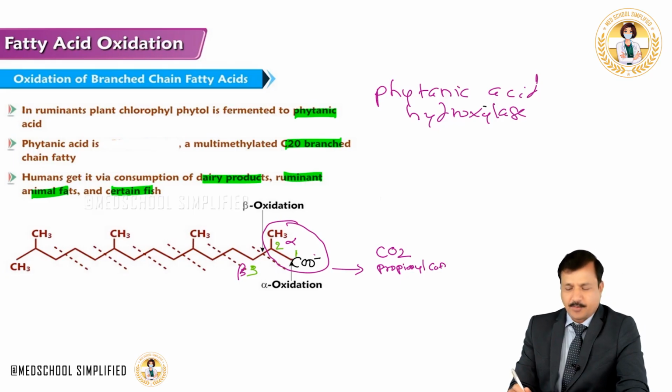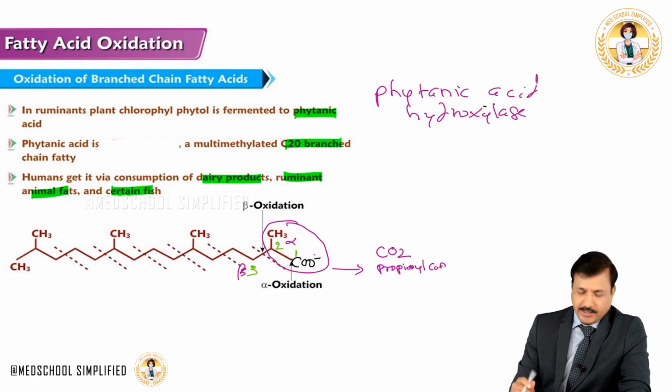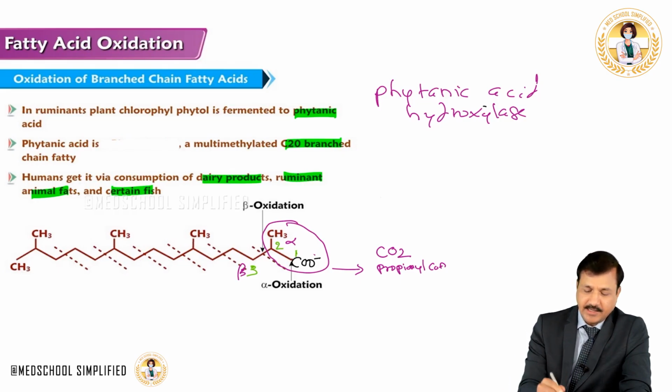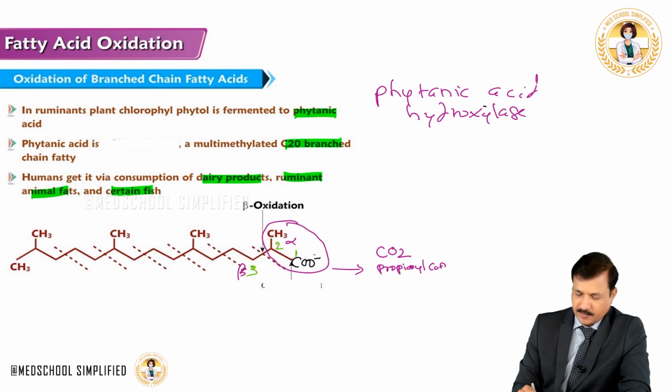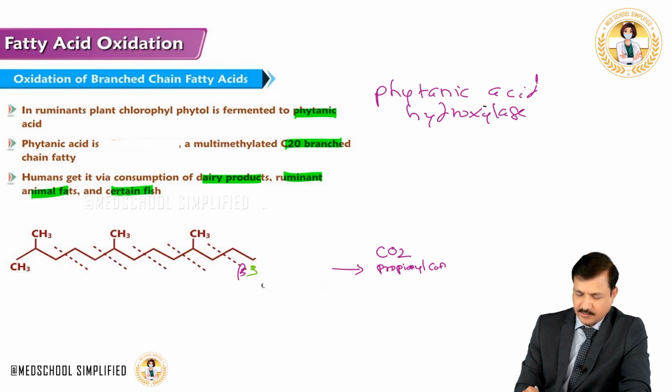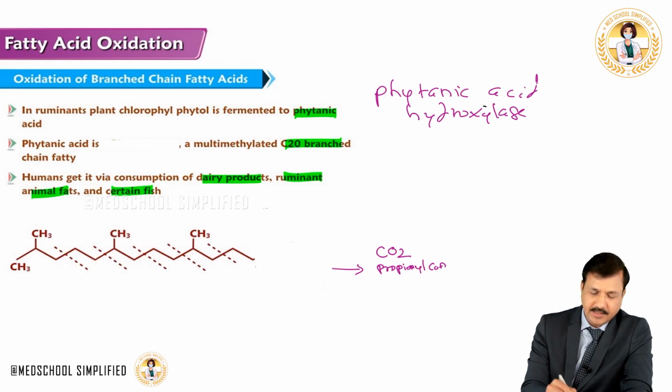With the release of propionyl-CoA, we need to rewrite the fatty acid now, because 3 carbons are removed. So I am going to take those 3 carbons from this fatty acid. So far 3 carbons as propionyl-CoA and 1 carbon as carbon dioxide are removed, so a total of 4 carbons removed from a 20 carbon fatty acid.